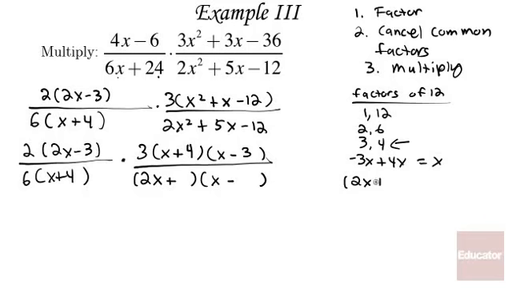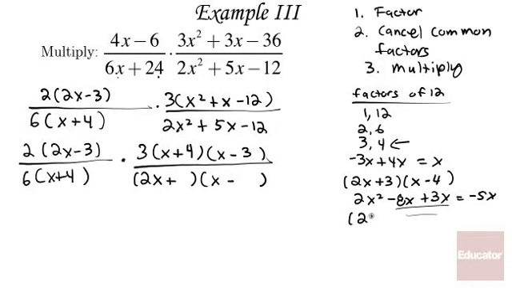If I tried 2x plus 3 times x minus 4, I'm going to end up with 2x squared. Okay, the outer terms, that's negative 8x. The inner terms, negative 3x. This is really what I'm interested in. That's negative 5x. That's not correct. So let's try it the other way around. Let's try 2x minus 3, x minus 4, putting the 3 over here and making it negative.